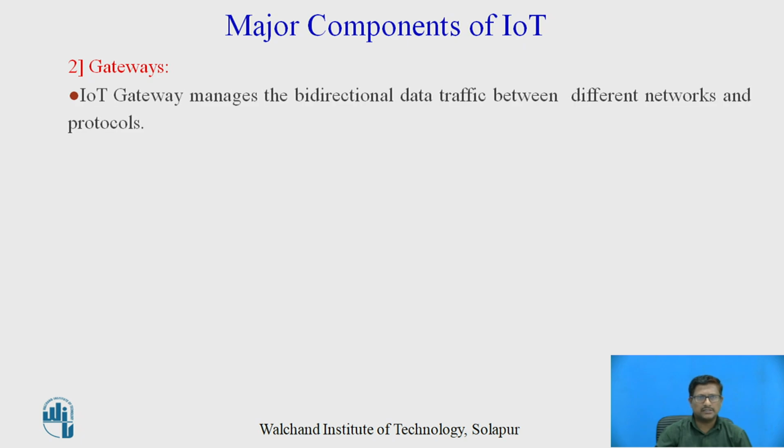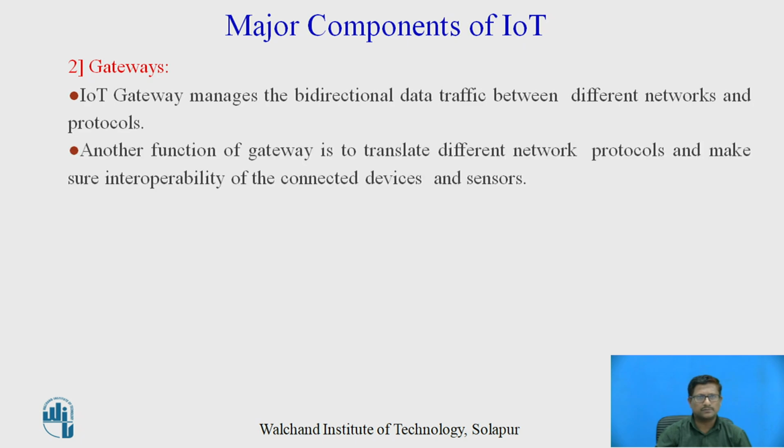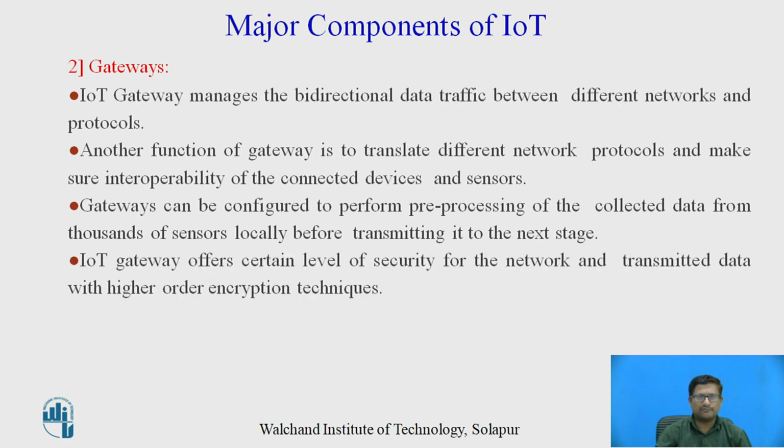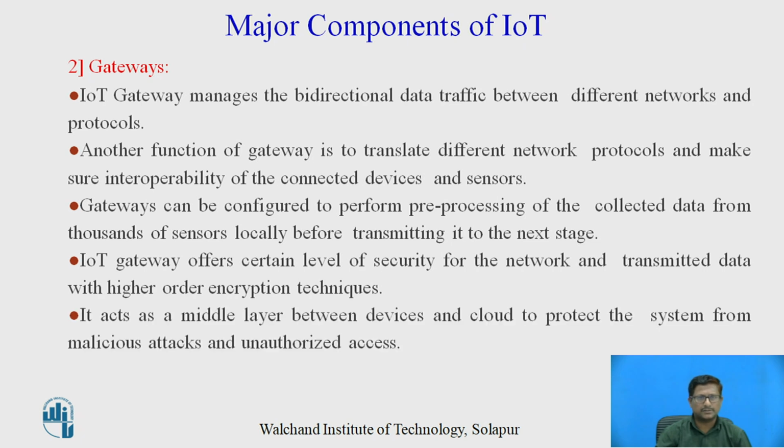Gateways are devices which manage the bidirectional data traffic between different networks and protocols. Another function of a gateway is to translate the different network protocols and make sure of interoperability of the connected devices and sensors. Gateways can be configured to perform pre-processing of the data collected from thousands of sensors locally before transmitting it to the next stage. The IoT gateway also offers a certain level of security for the network and transmitted data with higher order encryption techniques. It acts as a middle layer between the physical devices and the cloud to protect the system from malicious attacks and unauthorized access.